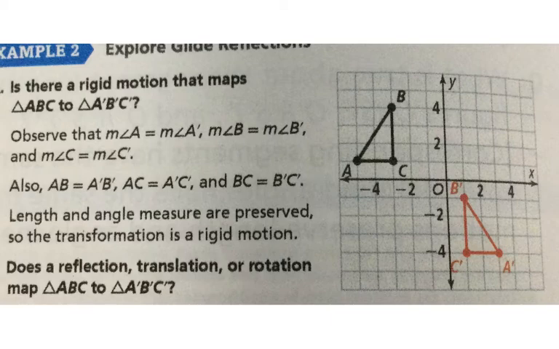Now if I did that first, then what would I need to do? I would still need to do a translation, but now how much am I going to have to move? Now I'm going to have to move left 2, down 5.